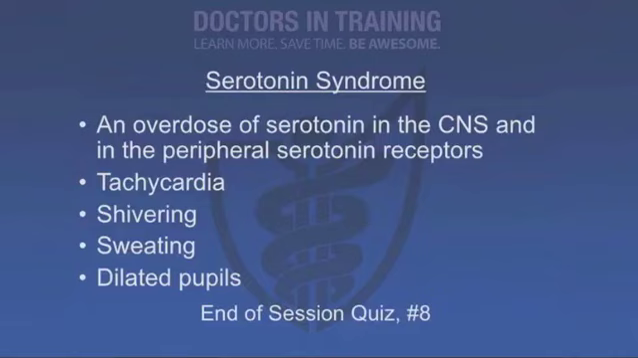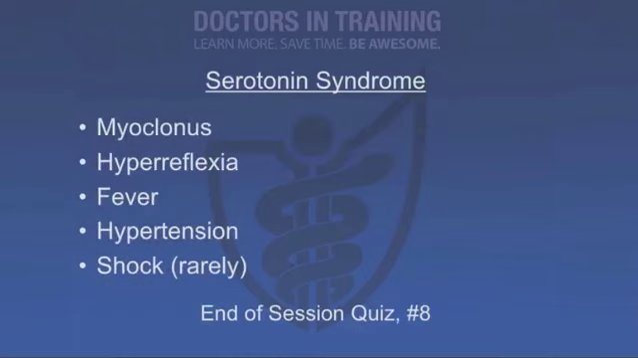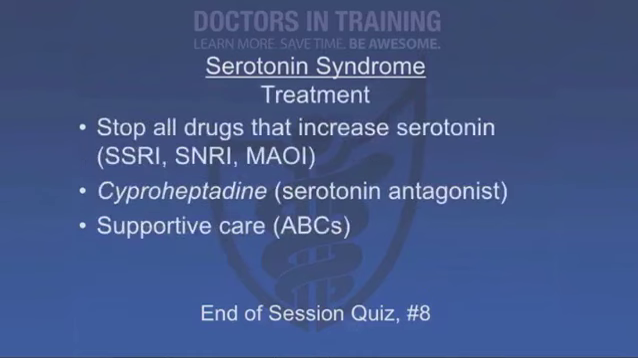What is serotonin syndrome, and how do you manage it? We've talked about this already before. Serotonin syndrome, remember, is not really so much a syndrome as an overdose situation. It's a toxicity or a poisoning of too much serotonin in the body. It's affecting not just the CNS, but also the peripheral serotonin receptors. So the things you get: tachycardia, shivering, sweating, dilated pupils, myoclonus, hyperreflexia, fever, hypertension, and even shock. So what do you do? Stop all the drugs that increase serotonin, so you're stopping your SSRIs, your SNRIs, your MAOIs, and then you can use cyproheptadine, which is a serotonin antagonist, and then always remember supportive care.